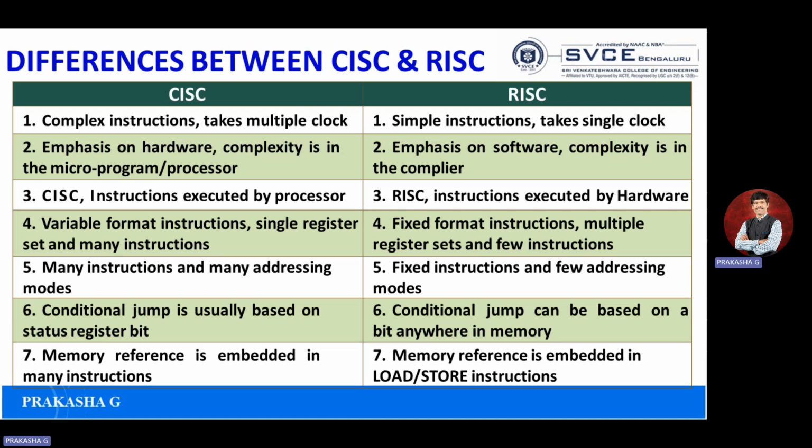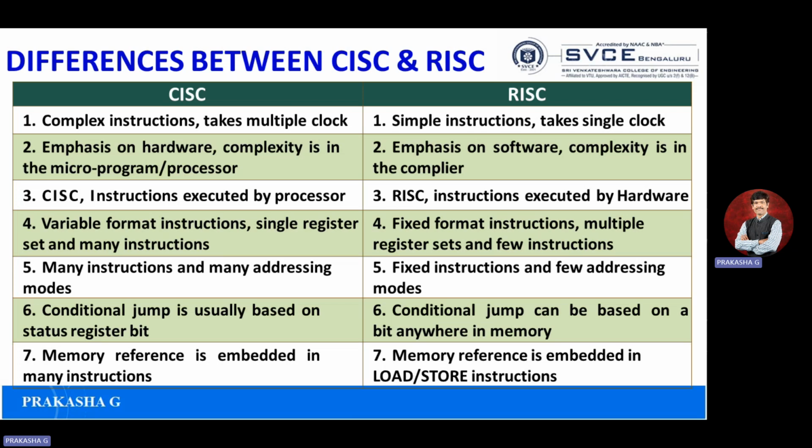What is the next? Instruction executed by the processor. In CISC, instructions are executed by the processor; in RISC, instructions are executed by the hardware. CISC has variable format instructions, a single register set, and many instructions. It may have variable format instructions, like the format between 2 operands, 3 operands, 4 operands. RISC won't have that. RISC has fixed format instructions, multiple register sets, and few instructions.